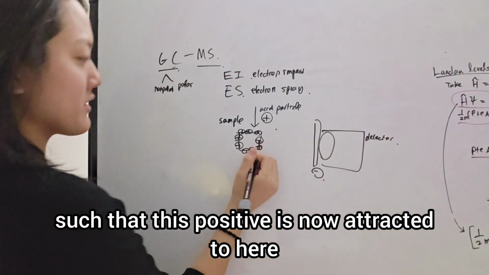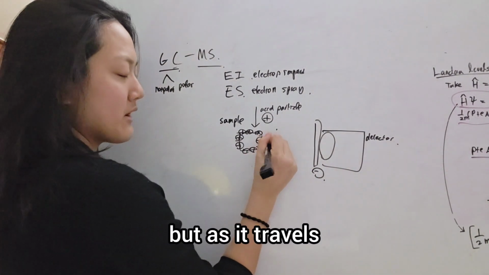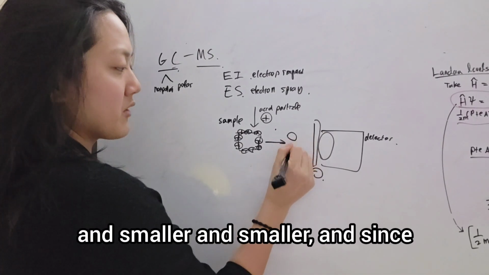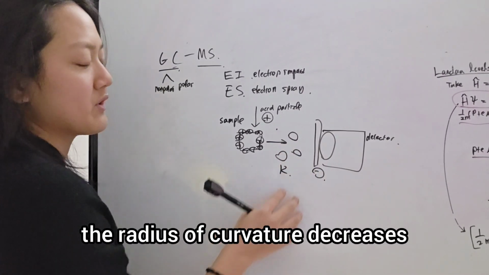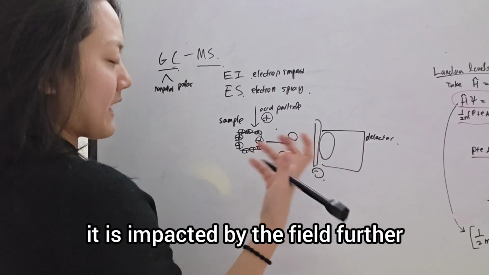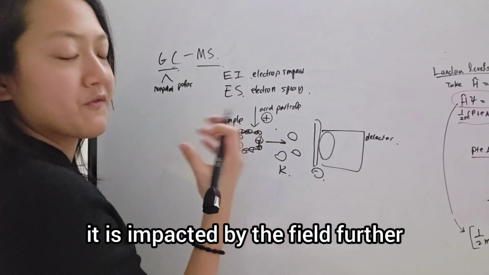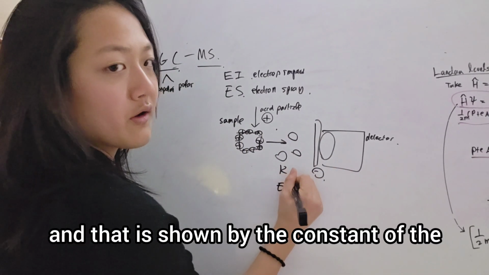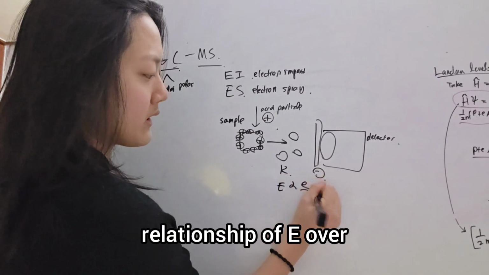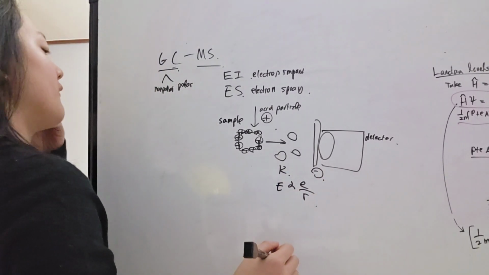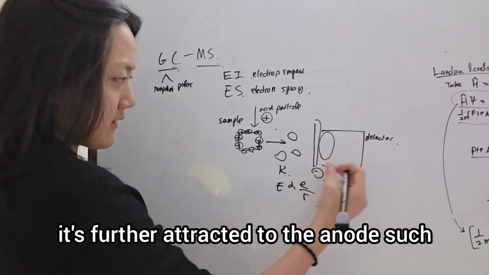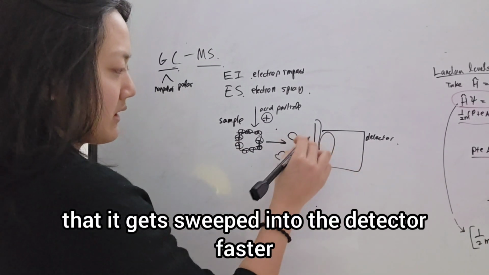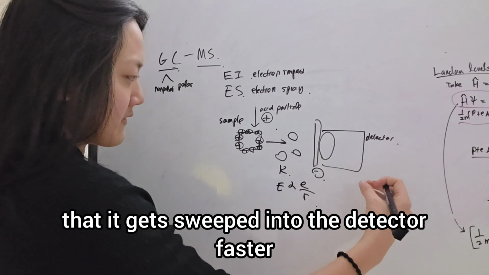Such that this positive ion is now attracted to here, but as it travels, it becomes smaller and smaller, and since the radius of curvature decreases, the field that impacts it gets further, and that is shown by the constant of the relationship E over R. And as it gets closer to the anode, it's further attracted to the anode, such that it gets swept into the detector faster.